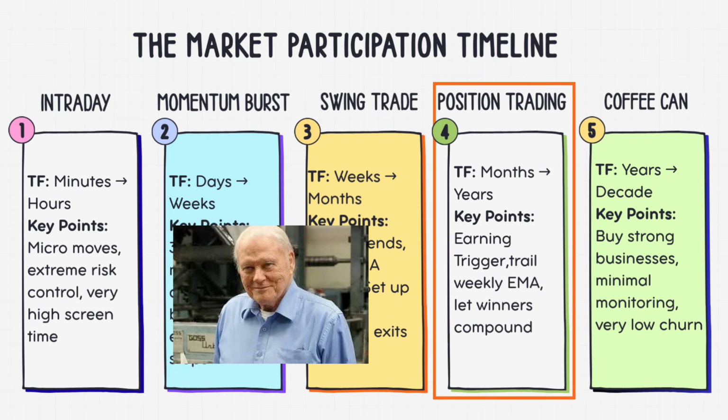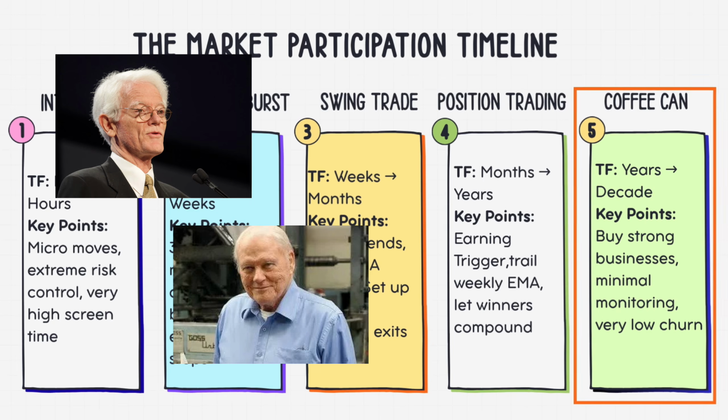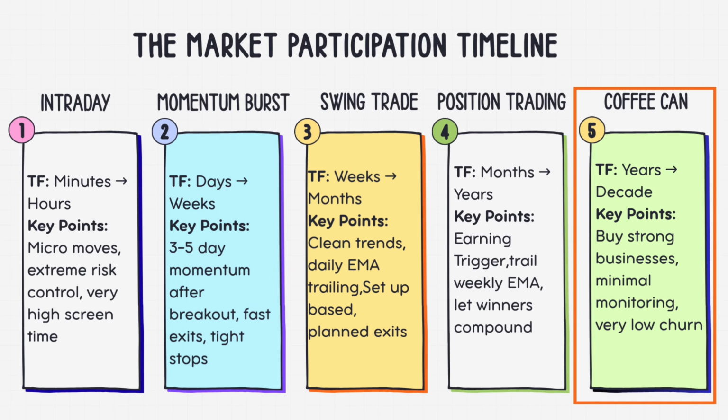Like William O'Neill or Peter Lynch, they do operate in this zone. And the last one is coffee can or business ownership, where you tend to hold the stock for 5 years, 10 years, or a couple of decades, depending upon how the business works. This is where a lot of value investors come in, and the valuation matters most for them.